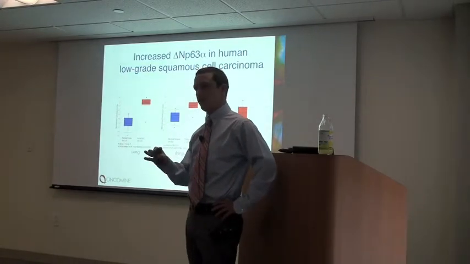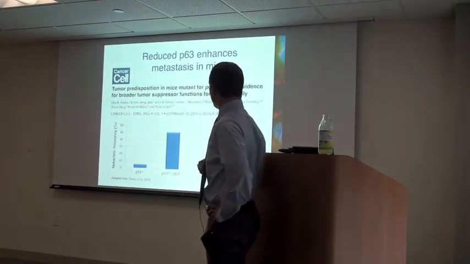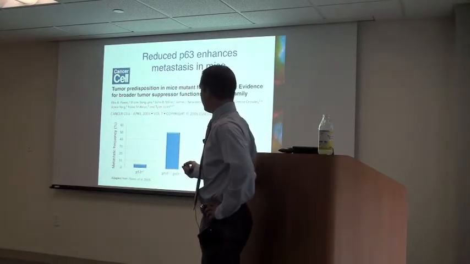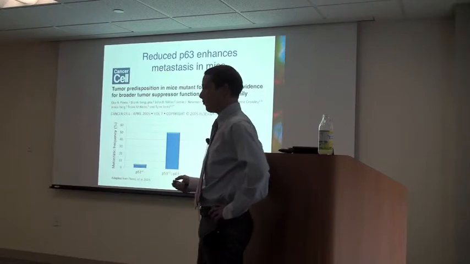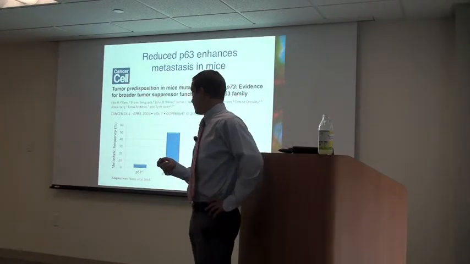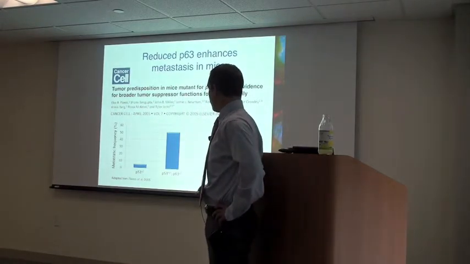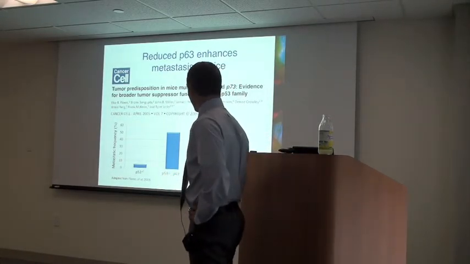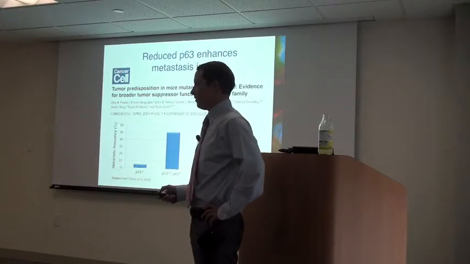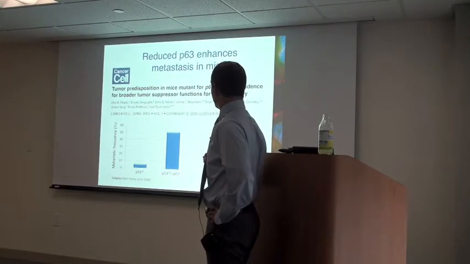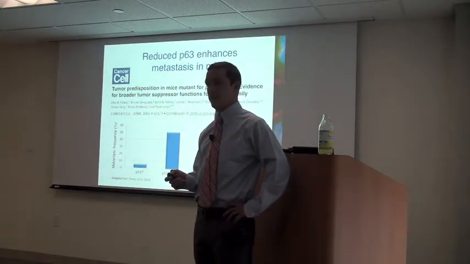But what is much more surprising is that reduced p63 enhances metastasis. In this mouse genetic study performed by Tyler Jacks' group at MIT and Elsa Flores' group in Texas, these authors found that p63 haploinsufficiency in a background of p53 heterozygosity results in much increased metastatic frequency. This is a very important finding because it suggests that p63 could be a metastasis inhibitor.